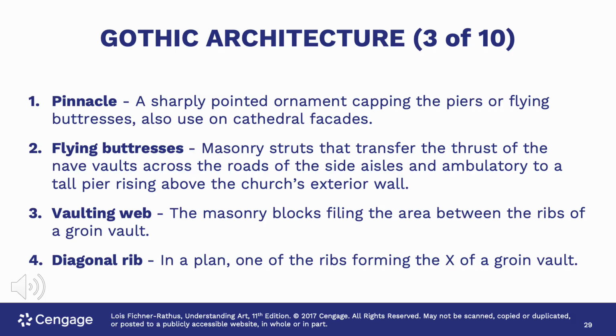The third word is vaulting web. This is the stone sections that fill the spaces between the ribs of a groin vault. And the fourth word is diagonal rib, which are the ribs that cross in an X shape inside a groin vault.